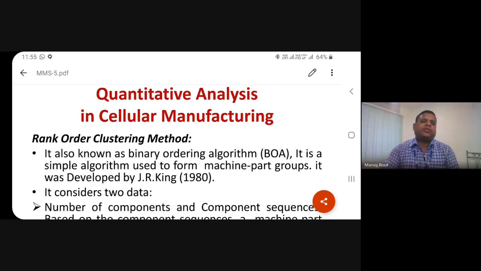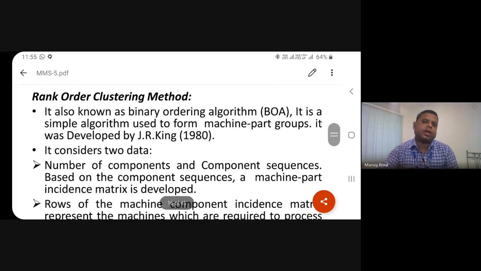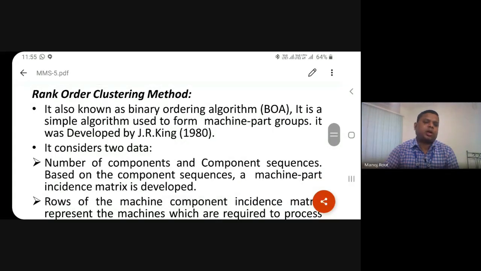Next is quantitative analysis in cellular manufacturing. The first one is the rank order clustering method, also known as the binary ordering algorithm. It is a simple algorithm used to form machine-part groups, and it was developed by J.R. King in the 1980s. In cluster analysis, it considers two kinds of data, the part data specifications, which are already displayed on the monitors. In the manufacturing environment, these are the number of components and the component sequence, and based on the component sequence, the machine-part incidence matrix is developed.